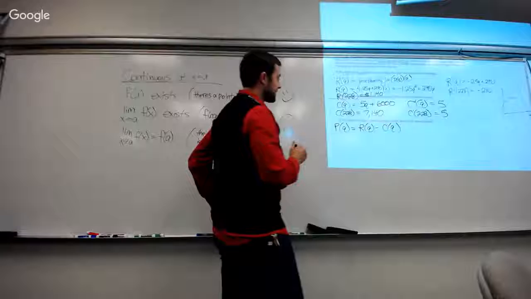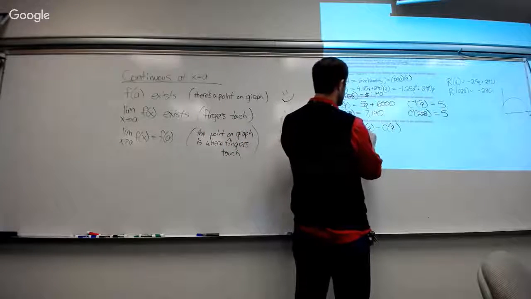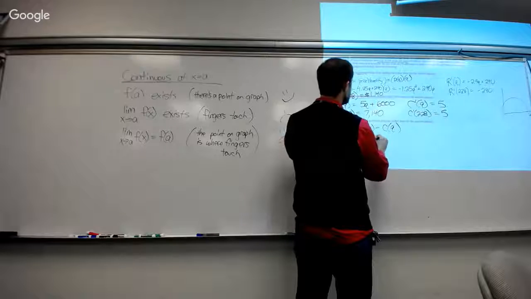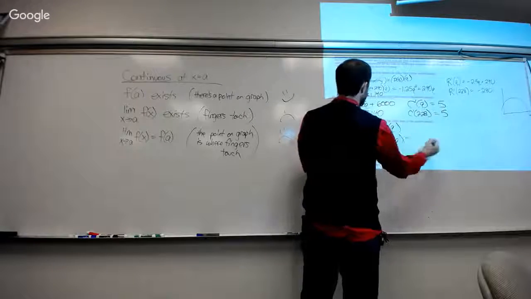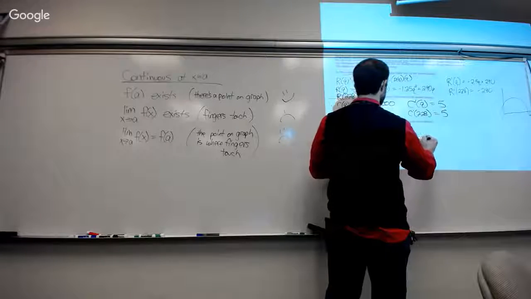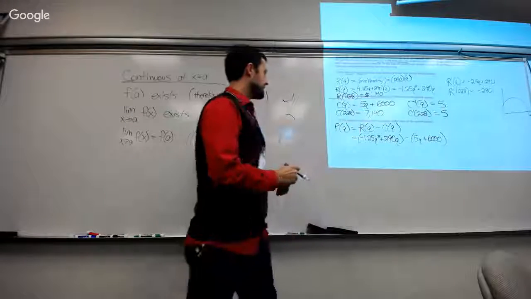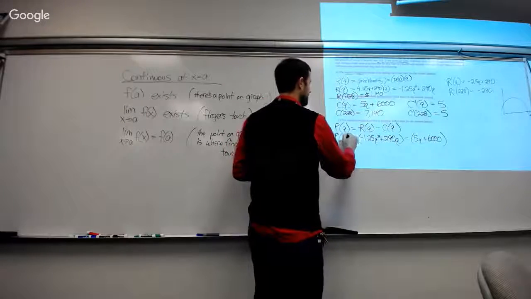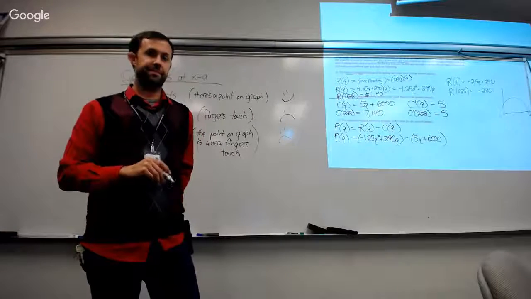And in this particular case, we have quite the formula to figure out. So revenue was negative 1.25 Q squared plus 290 Q minus the cost, which was 5Q plus 6,000. And that will be our full profit for however many items that we wish to see.